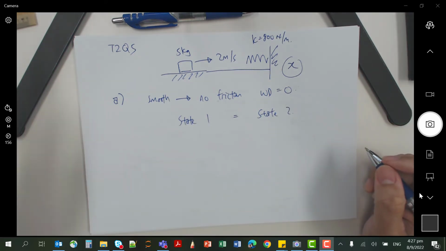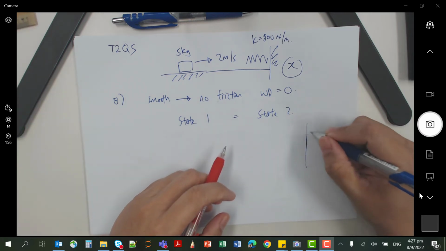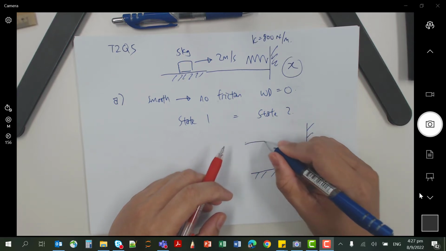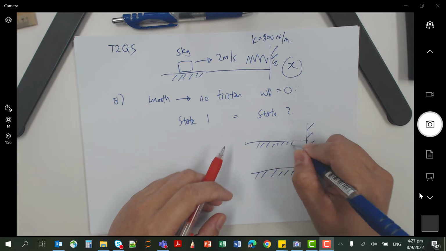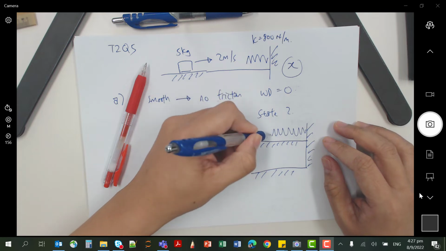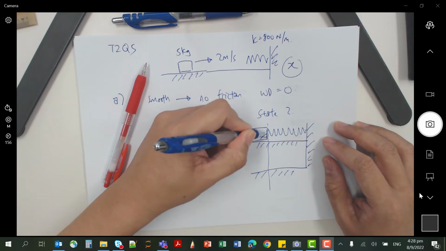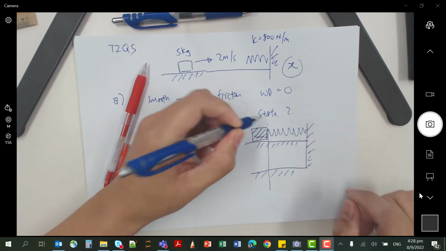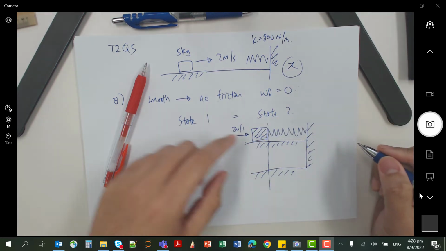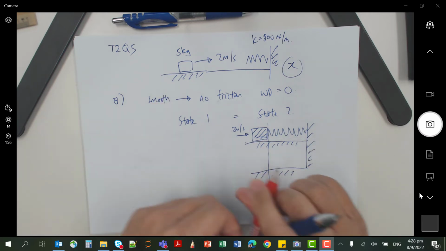Okay, then the question is where you want to define state 1 and where you want to define state 2. So how we will define is like this. State 1 will be just as the object touches the spring. Here the object just happens to touch only. The velocity is still 2 meters per second. So this spring itself is still uncompressed. There is no x yet. So this would be your state 1.